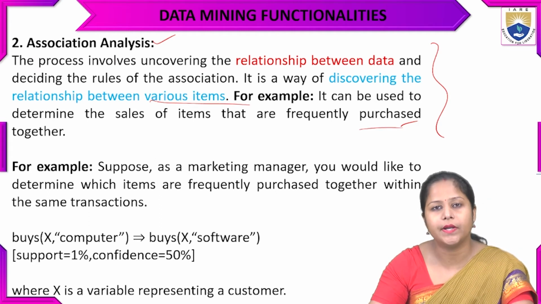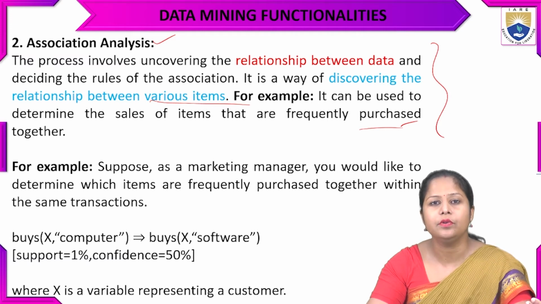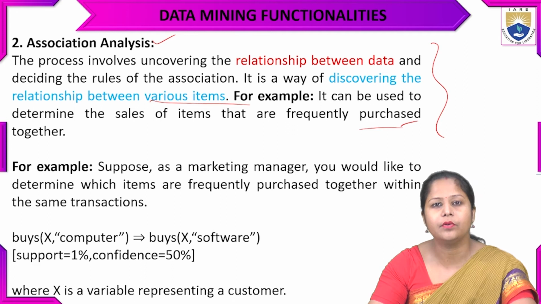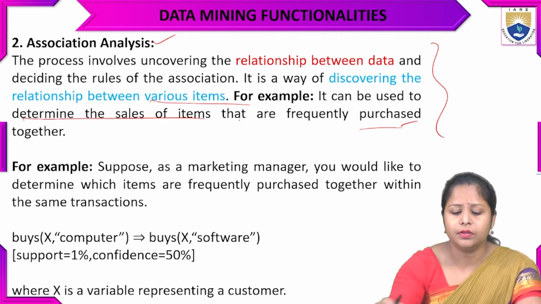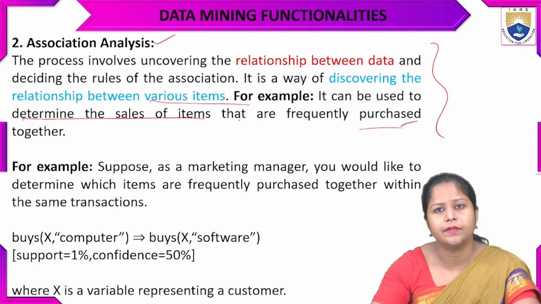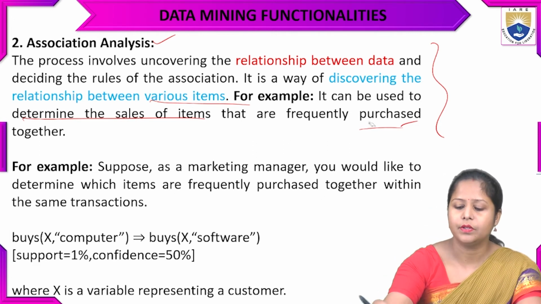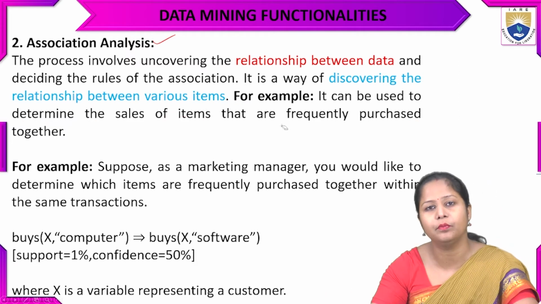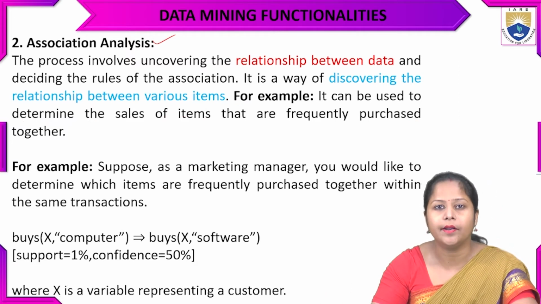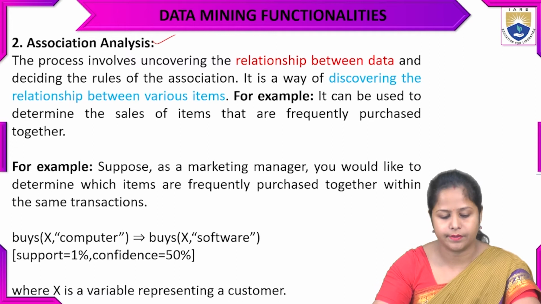For example, if we are going to purchase milk, obviously we are going to take bread, we are going to take sugar, right? So that is the frequent item set. The sales of items that are frequently purchased together, the relationship between these items, will be carried out in the association analysis.